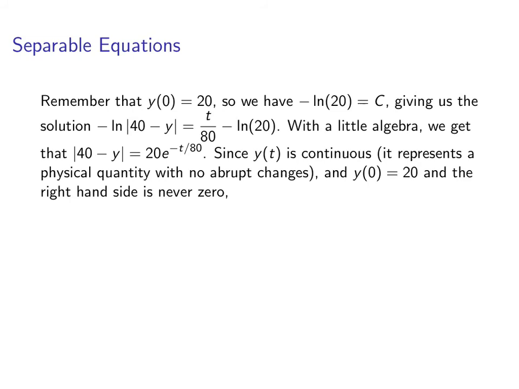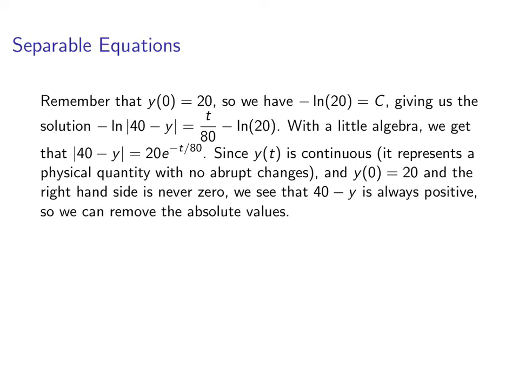Now y of 0 is equal to 20, and the right-hand side is never 0. That tells us that 40 minus y is always positive, which means we can drop the absolute value. So we can conclude that 40 minus y is equal to 20 e to the minus t over 80. And if we solve for y, we'll get 40 minus 20 e to the minus t over 80.